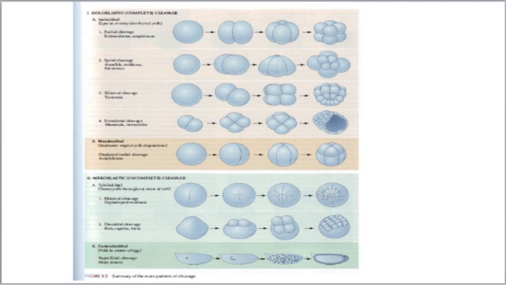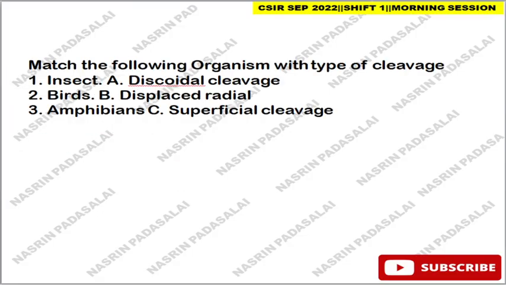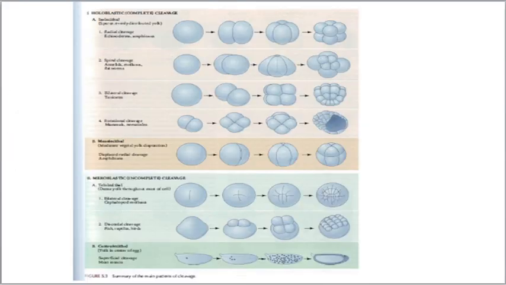And the mesolecithal egg has moderate vegetative yolk dispersion, and the cleavage pattern is displaced radial cleavage. Example is amphibians. And meroblastic incomplete cleavage, where two types of eggs are there, telolecithal and centrolecithal. Telolecithal means dense yolk throughout most of the cell. Examples of cleavage undergone by these cells include bilateral cleavage, for example in cephalopod molluscs, and discoidal cleavage, for example in fish, reptiles and birds. And the centrolecithal egg, where the yolk is present in the center of the egg, has a superficial cleavage pattern. Example is insects. So if you know these things, then you can easily answer this particular question.